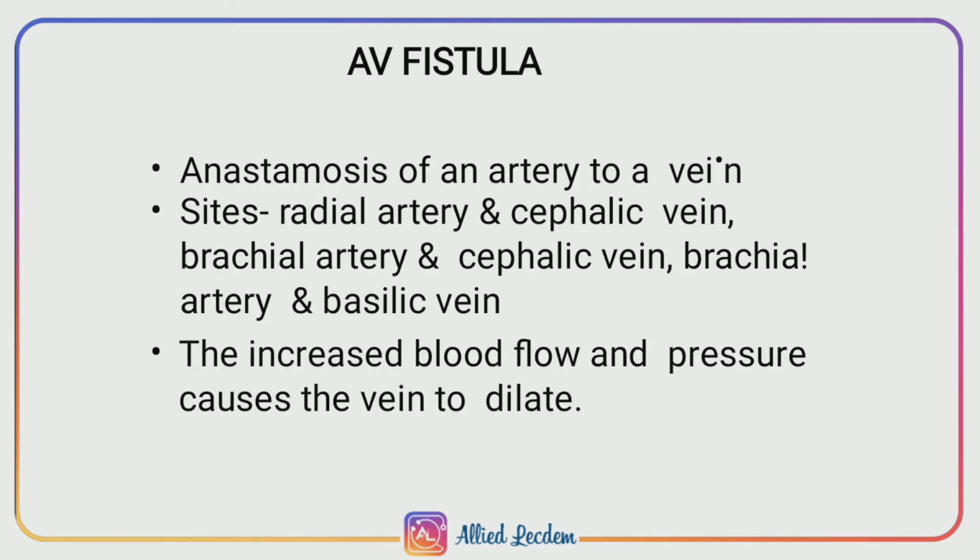Vascular access: AV fistula, AV graft, AV shunt and percutaneous access are the vascular accesses which are used for hemodialysis. AV fistula is an anastomosis of an artery to a vein, and the sites are radial artery and cephalic vein, brachial artery and cephalic vein, brachial artery and basilic vein. It increases the blood flow, and pressure causes the vein to dilate.